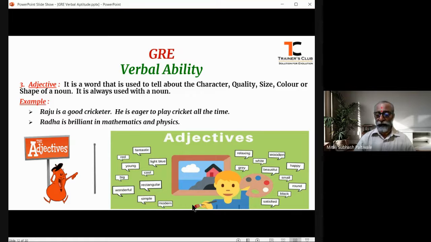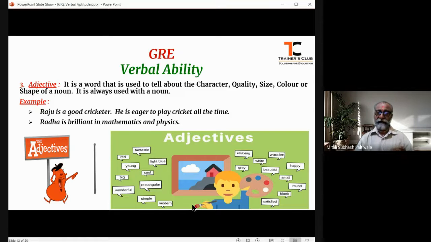Here, the word good is an adjective. It is telling about the quality of the cricketer. Who is the cricketer? Raju. How does he play? He plays good cricket. He is eager to play cricket all the time. In this part, eager is an adjective which shows his intention, what you call total inclination towards playing the game. Which game? Cricket.